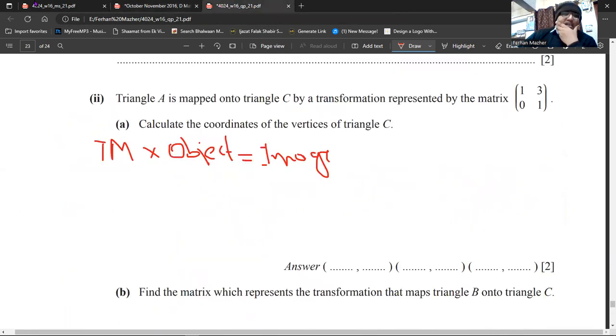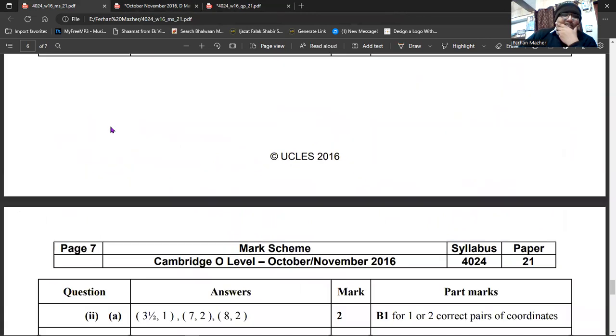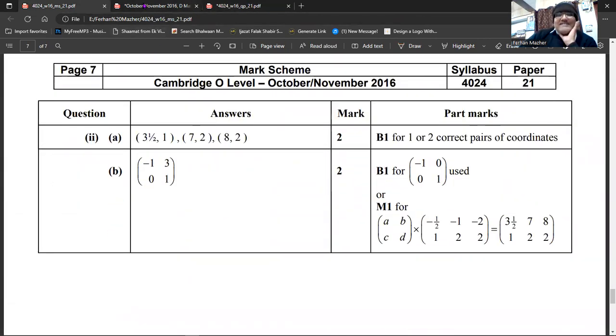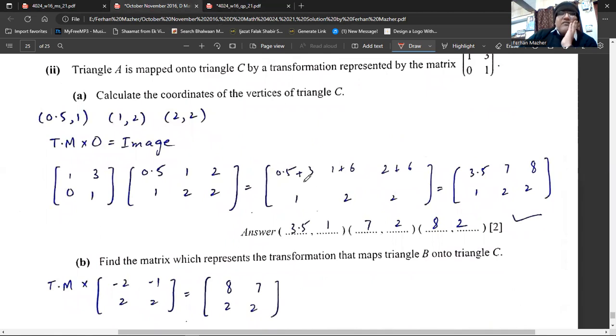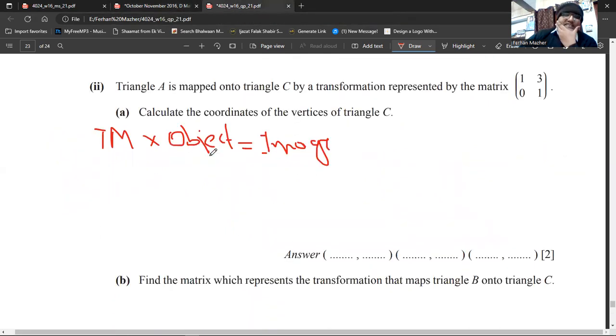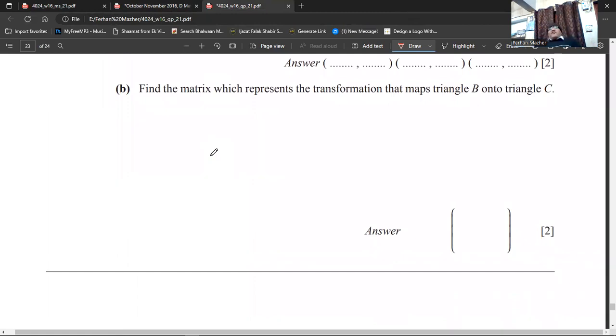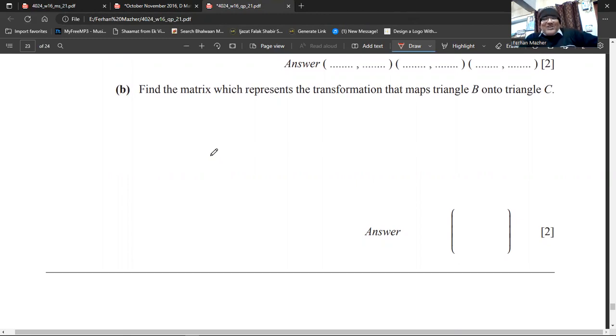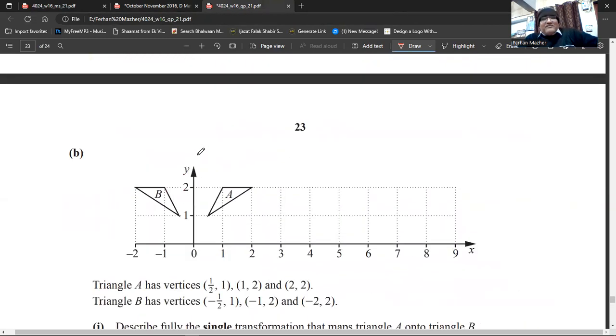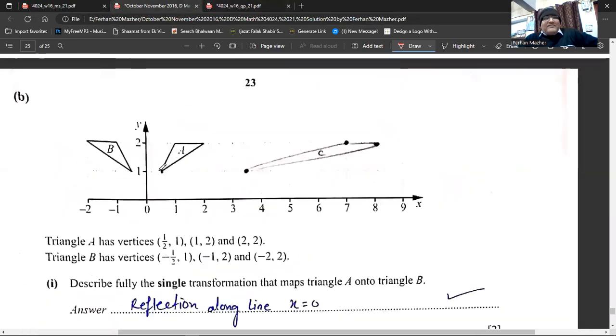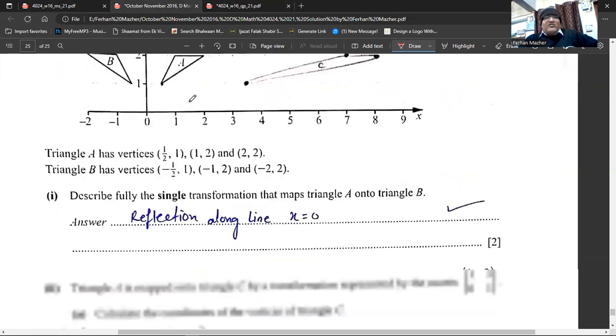Then let's check also, is the answer right? 3.5 comma 1, 7 comma 2, 8 comma 2. The answers are right. Then the next part says find the matrix that represents the transformation that maps triangle B onto C. So here I have B that went onto C. This point went here, this point went here, this point went here. So I want to find out the transformation matrix.